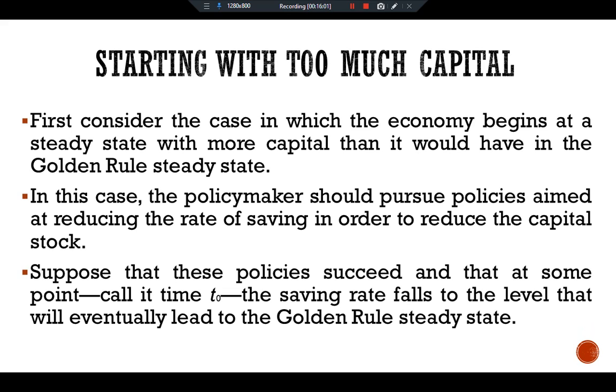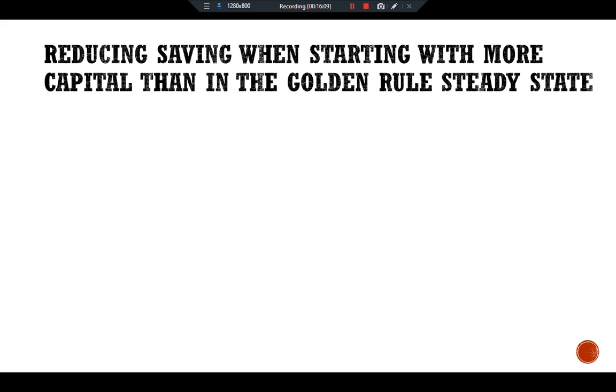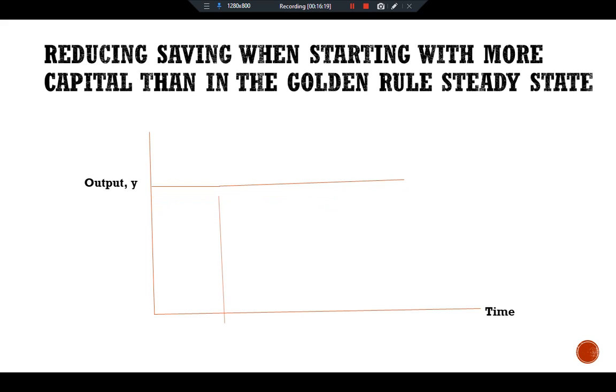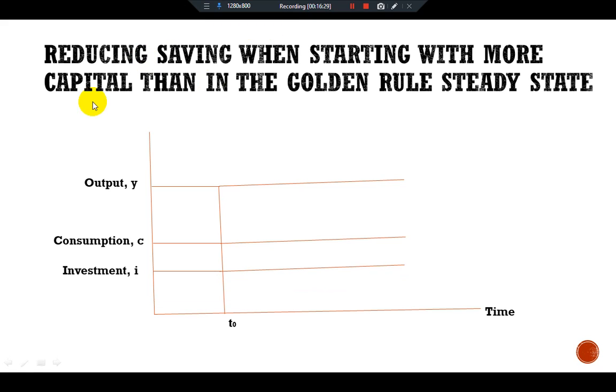Let's see a graphical presentation of how the too much capital case works. We have time on the x-axis, and steady state output, steady state consumption, and steady state investment. Actually, we are here discussing reducing saving when starting with more capital than in the golden rule steady state.